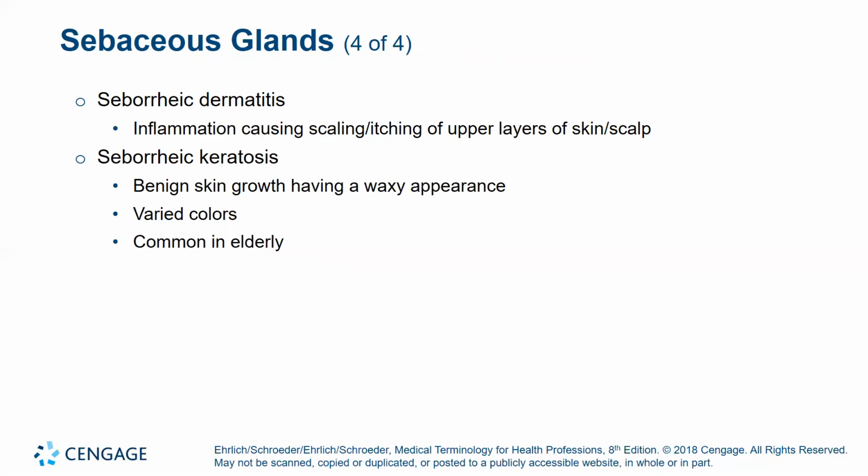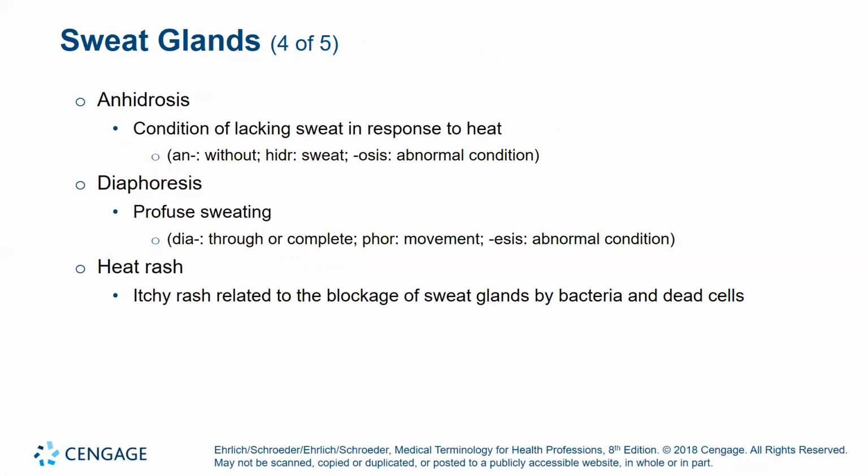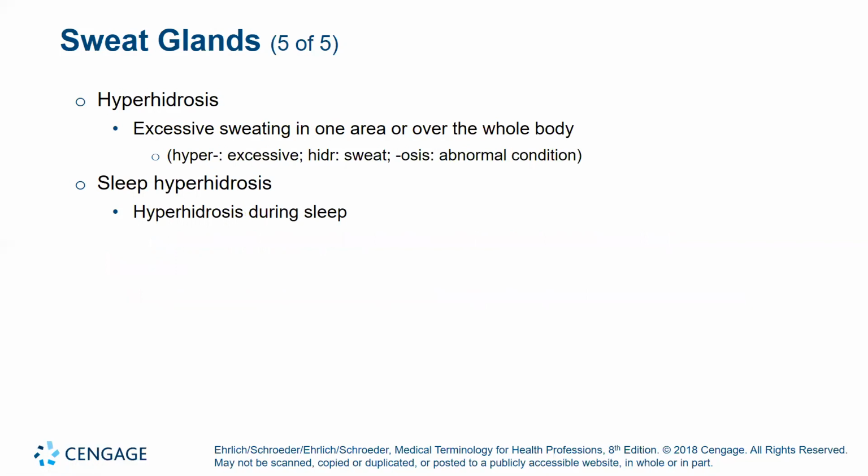We have a seborrheic keratosis. This is a benign skin growth having a waxy appearance. Commonly, you see this in the elderly, and it shows in varied colors. Anhidrosis, this is a condition of lacking sweat in response to heat. Diaphoresis is profuse sweating. When you get a heat rash, it's just an itchy rash, and that's related to the blockage of sweat glands by bacteria and dead cells. We have hyperhidrosis. This is excessive sweating. And then we have sleep hyperhidrosis. This is excessive sweating during sleep.